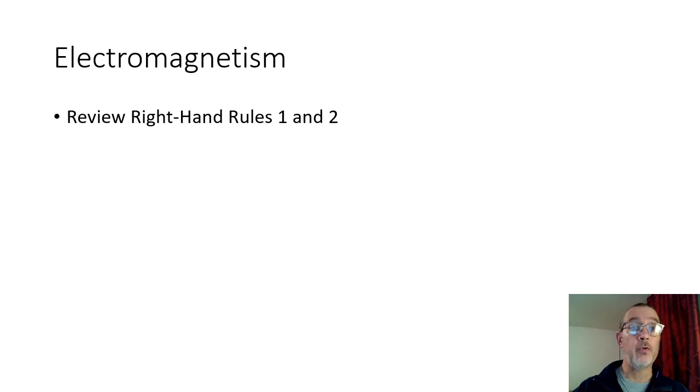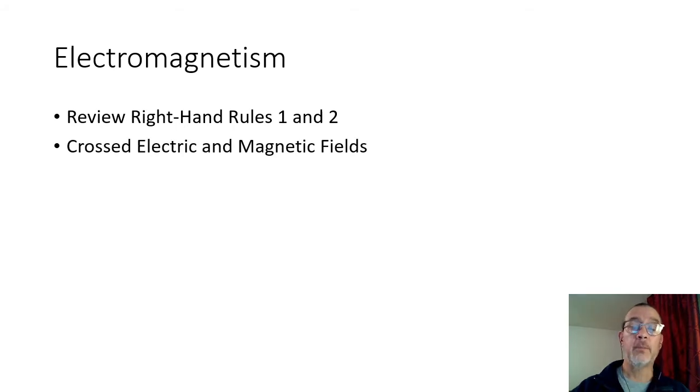First, we're going to review the right-hand rules 1 and 2 because we're going to be using those in this lecture. Number 2, we're going to talk about crossed electric and magnetic fields, a way to use both the electric field and the magnetic field and have both of them affecting a charge at the same time.